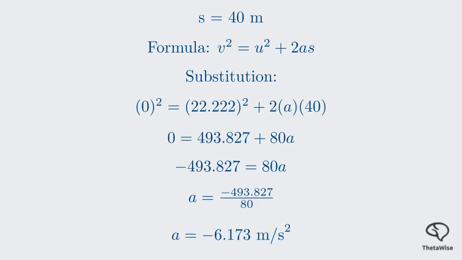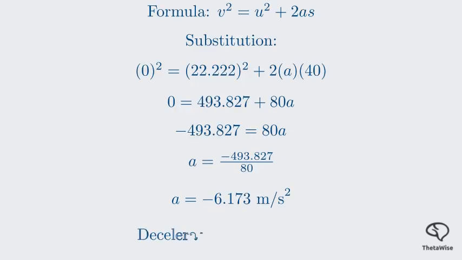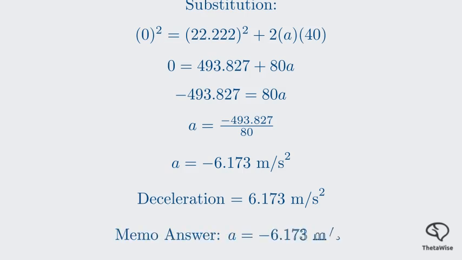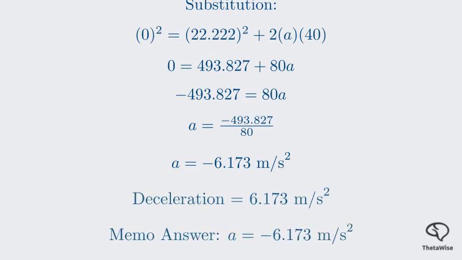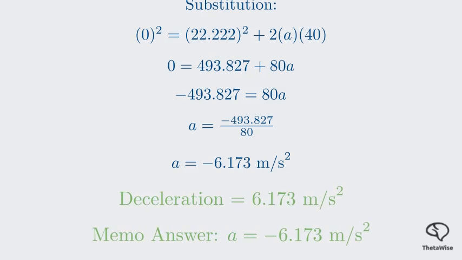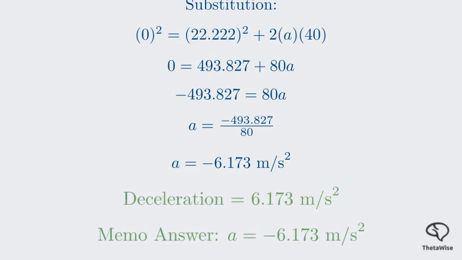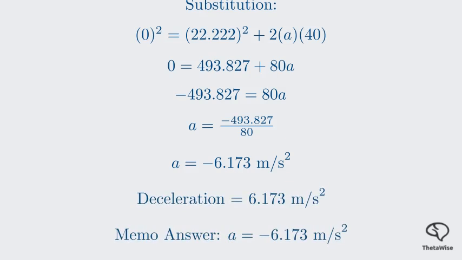The question asks for the deceleration. Deceleration is the magnitude of the negative acceleration. So the deceleration is positive 6.173 meters per second squared. Now let's check our answer against the memo. The memo also found a deceleration of 6.173 meters per second squared. This matches, so our answer is correct. So, to recap, we successfully calculated the deceleration by converting units, identifying the correct kinematic formula, and solving for acceleration. Let's move on to the next part.